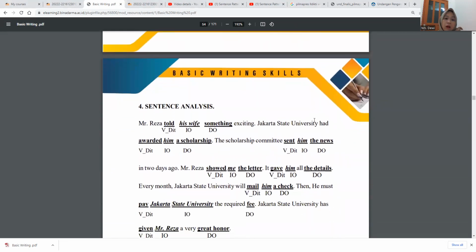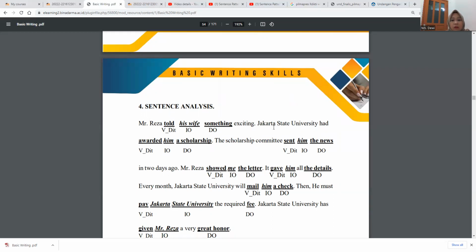Oke, ini sentence analysis. Jadi kalau misalnya yang pertama, Mr. Reza told his wife something. Jadi dia ada indirect object, ada yang direct object. Remember that indirect object always or usually comes after the action verb. Jadi biasanya indirect object itu berada setelah si kata kerja. And then direct object is after the IO or the indirect object itself. Ya, jadi dia two objects that exist in one sentence.